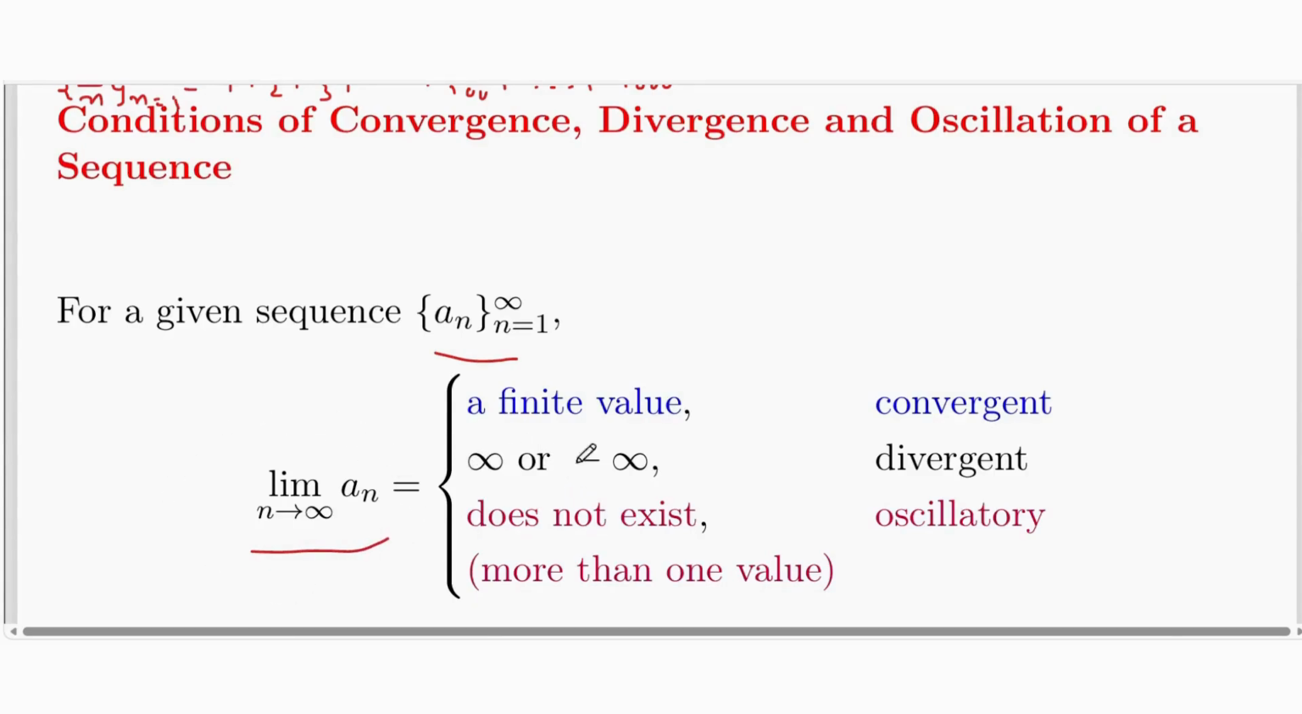Now let's discuss the answer. If you get a finite value, what do we conclude? The given sequence is a convergent sequence. If after evaluating this limit you get either plus infinity or minus infinity, we can say that the given sequence is a divergent sequence. And after evaluating this limit, if the limit does not exist, that is, if we get more than one finite value, then we conclude that the sequence is an oscillatory sequence.